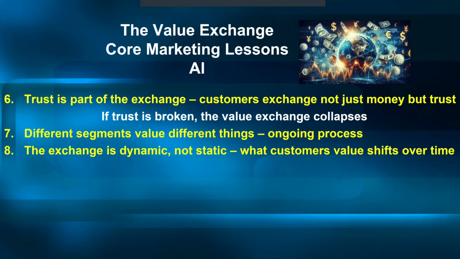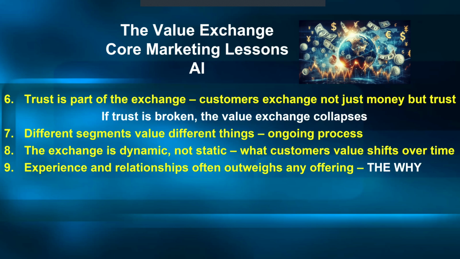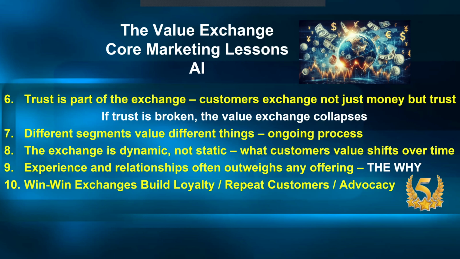What customers value shifts over time. Experience and relationships often outweigh any offering. That's the why. You have to communicate the why on an ongoing basis. Any way you can communicate, and there's lots of ways to do that today, you need to communicate why customers buy your stuff. Win-win exchange builds loyalty. When it's a win-win, you get repeat customers and customers that give a 5-star rating of what you do, and that's brand advocacy. They will sell what you provide to other customers because of the value they receive.